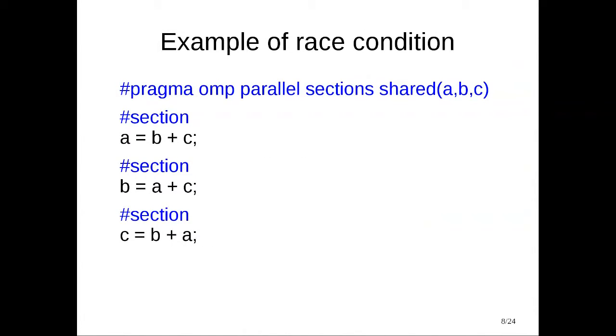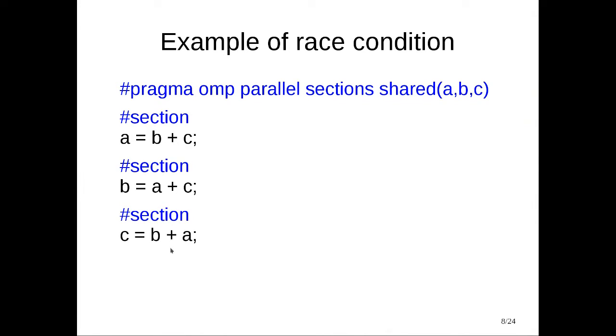A very simple example of a race condition: we have a parallel sections construct, so there are 3 threads executing 3 lines of code in parallel. All 3 variables, A, B, C, are shared. And obviously the final result will depend on the order of execution. Remember, in OpenMP, the order of execution of threads is not guaranteed, and it's pretty much unknown until execution time. So every time you run your code, you're going to get a different result.